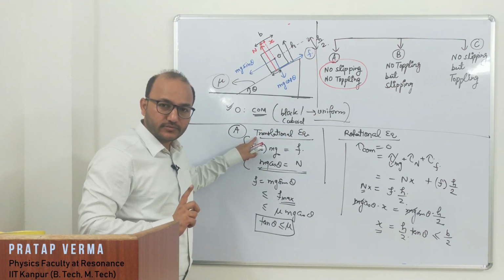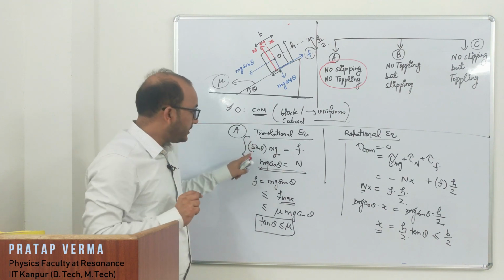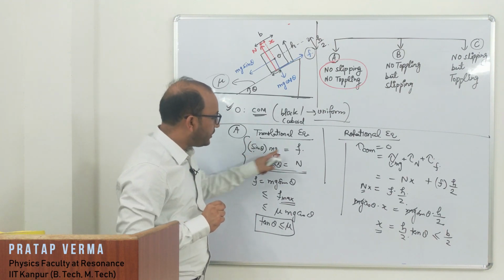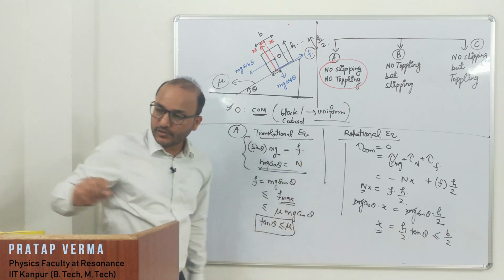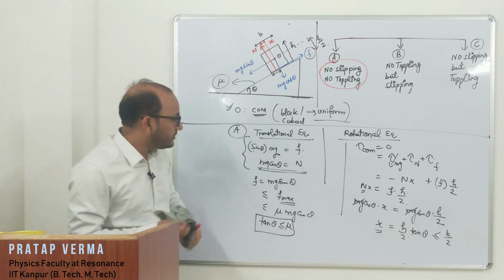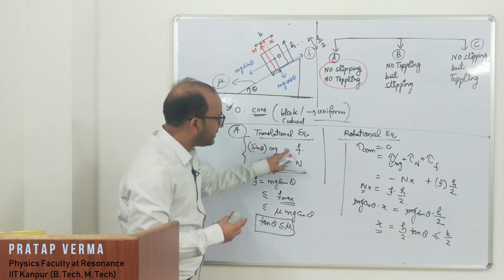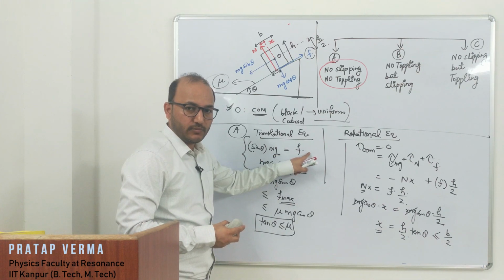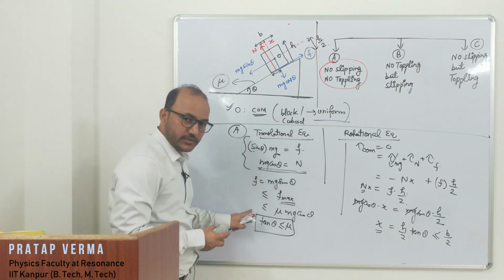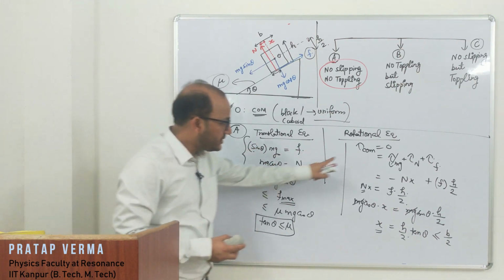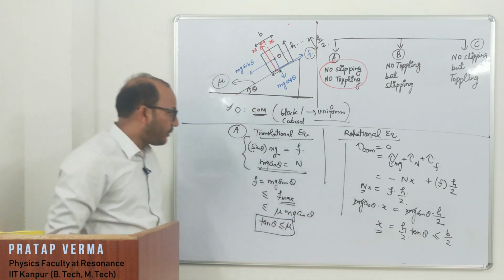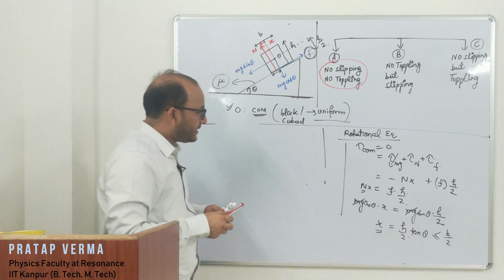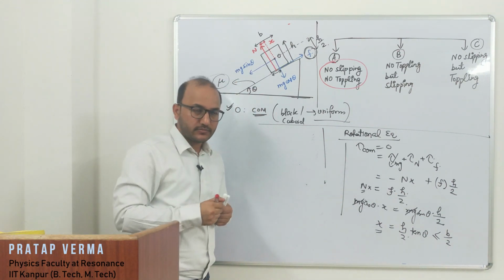But on the other hand, the conditions here will change. In this situation, mg sin theta will not be balanced by friction. Actually, mg sin theta will exceed the maximum friction available. So I will change this analysis, while the torque analysis essentially remains the same. So let us now analyze case B properly.